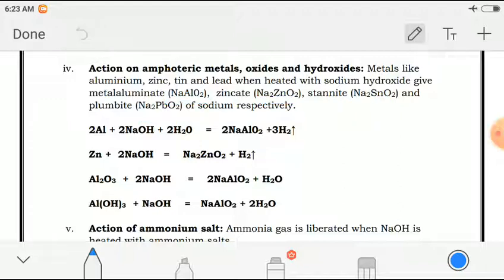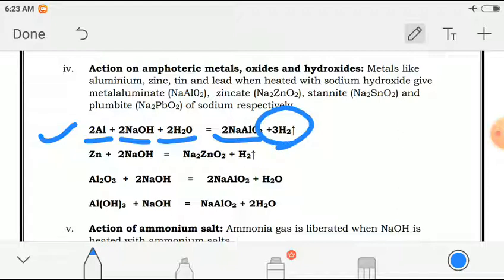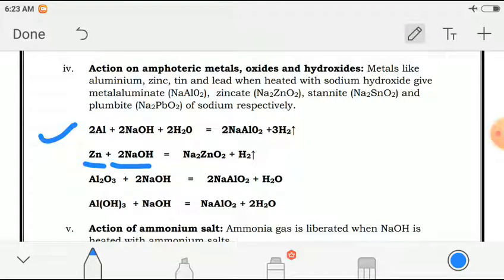Now we will see first reaction. In the first reaction, two molecules of aluminum react with NaOH in the presence of H2O, which gives two NaAlO2, that is what? Metaluminate, with liberation of the hydrogen gas. This is the simple reaction when sodium hydroxide reacts with the aluminum. Then when sodium hydroxide reacts with the zinc metal, it gives Na2ZnO2, that is what? Zincate, with liberation of hydrogen gas.